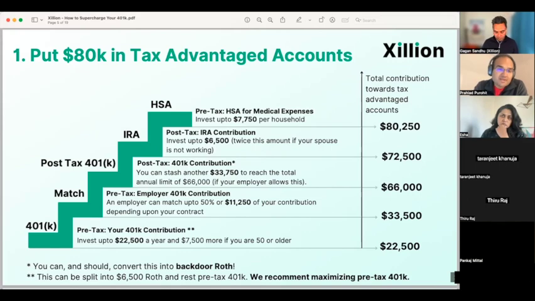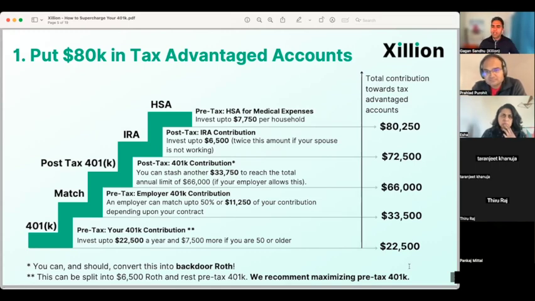This is called Backdoor for IRA because it's $6,500, and Mega Backdoor because it's an even bigger amount, $33,000 plus, for the post-tax 401k. So those are backdoor options for converting your IRA and post-tax 401k to Roth and never paying tax again on this money.